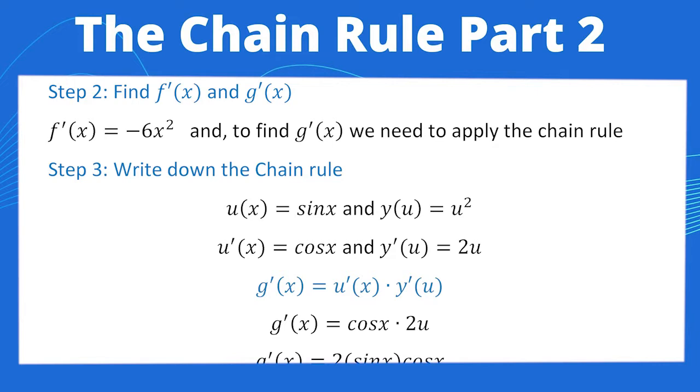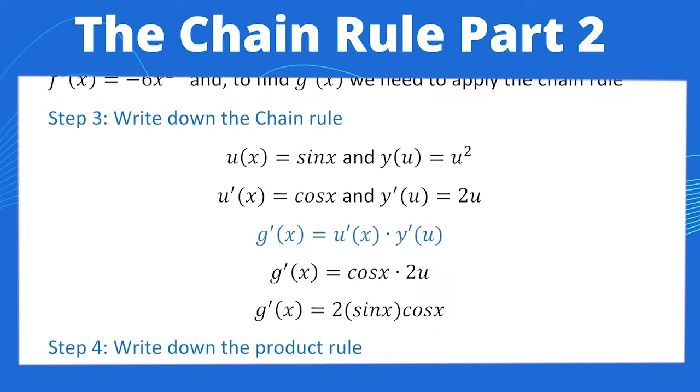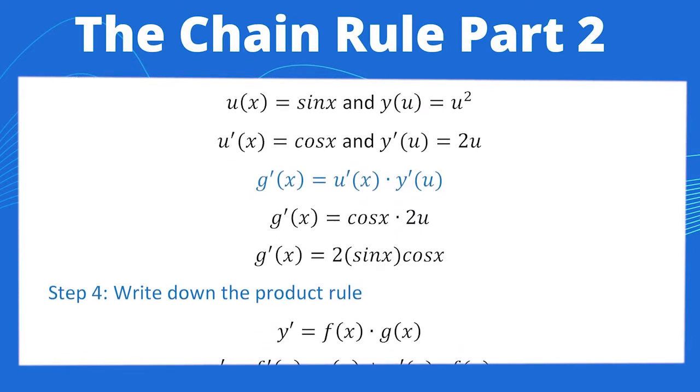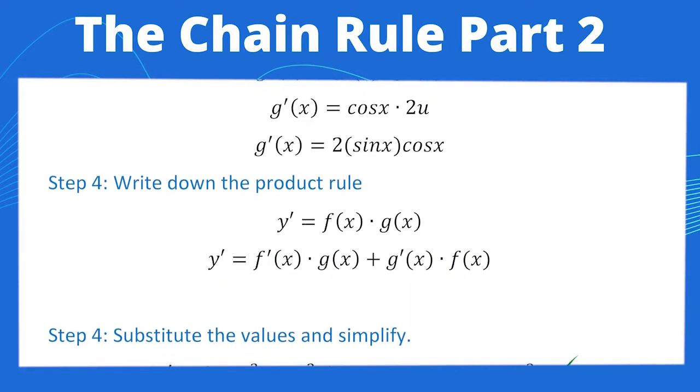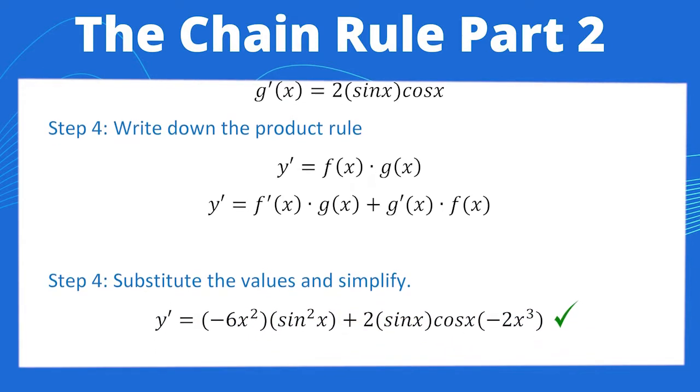Here we got g prime of x, and now we can finally apply the product rule. We're stating the product rule in here, we substitute the values, and that's it, we got it.